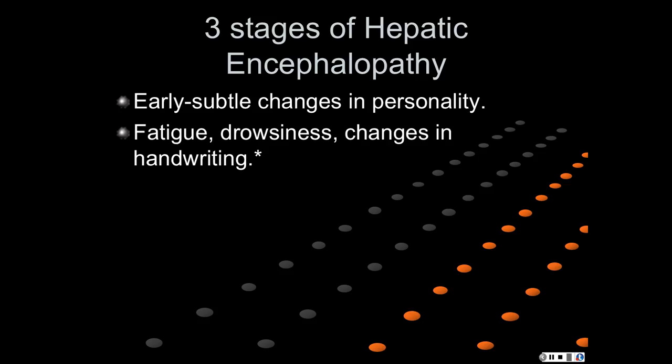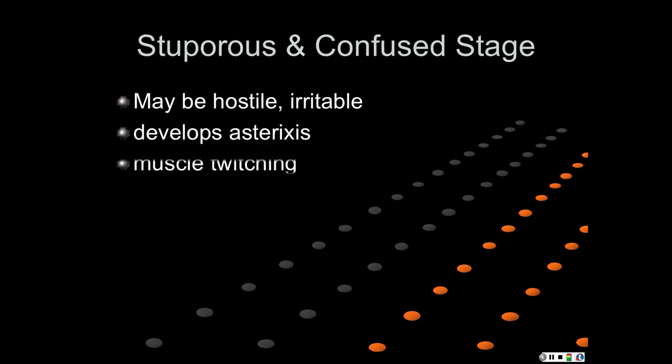Hepatic encephalopathy has 3 stages. Nice to know. Okay, I won't go sit there memorizing. Main ones are early subtle changes in personality, fatigue, drowsiness, changes in the handwriting, and then eventually, if nothing is done, they become more confused, hostile, irritable, and they develop that asterixis, muscle twitching, and marked confusion.